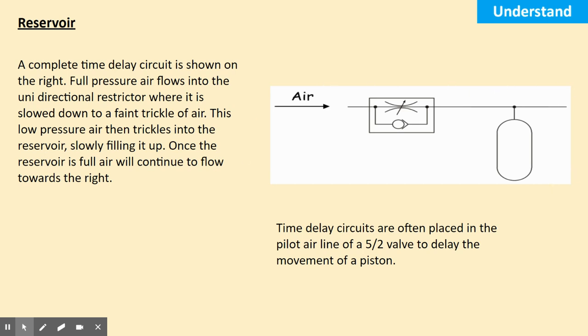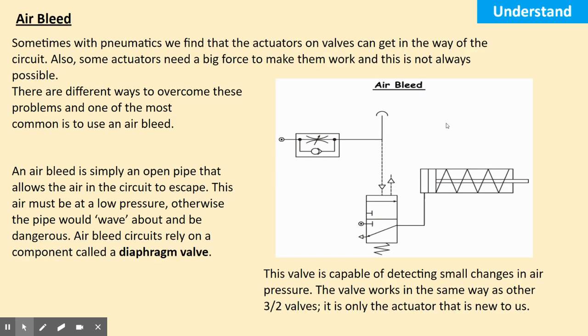These are all just here to slow the air down, okay? Whether it's the uni or the restrictor or the reservoir, it's to slow the air down. The next thing is an air bleed, and the air bleed is quite confusing. Just looking at the pictures and reading it, it doesn't really make sense. So that's why I've made this video, primarily for the air bleed's reason, to explain what is going on.